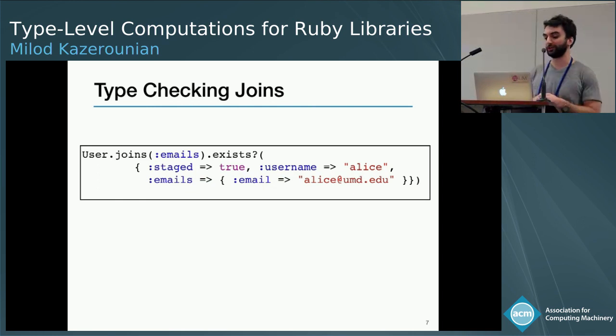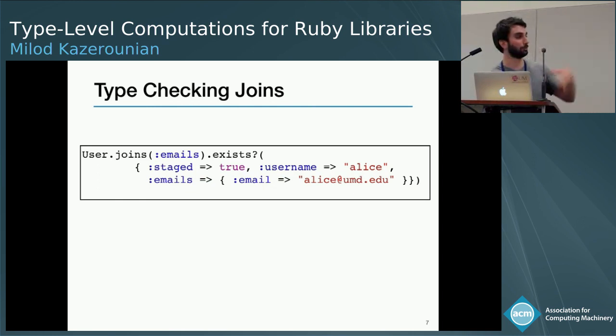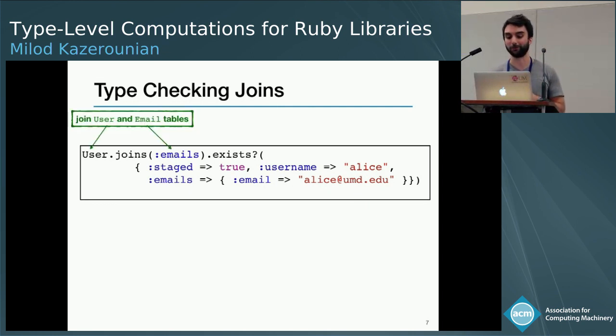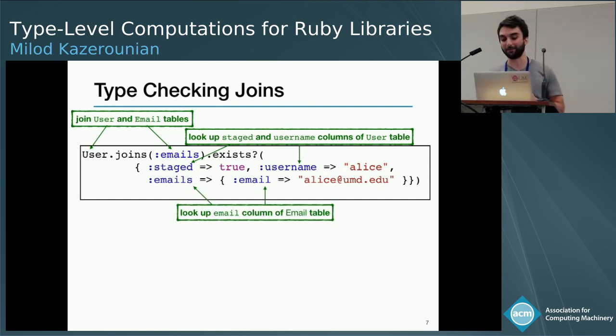Which brings us to type checking joins. So this example was taken and simplified from one of our benchmarks. And the first thing we do is join the User and the Email tables. And after doing that, we call the exists method again, but this time when we call it, we're looking up both the staged and the username columns of the User table and the email column of the Email table.